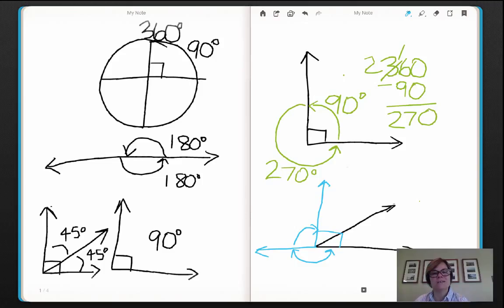So this kind of looks like it's half of this. So half of 90, right? Isn't that 45? So don't we have a 45 degree angle here?